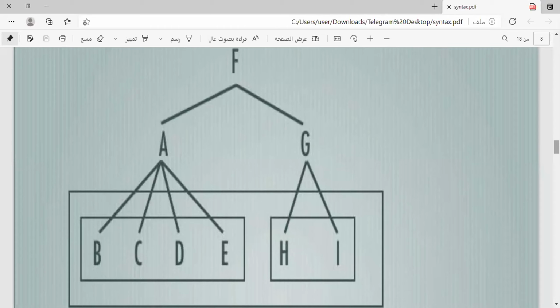Because B, C, D, E are a set, these nodes form a set of terminal nodes that are exhaustively dominated by a particular node, which is A. The same for H and I. They form a set of terminal nodes that are exhaustively dominated by a particular node, G. Yes, Roa.